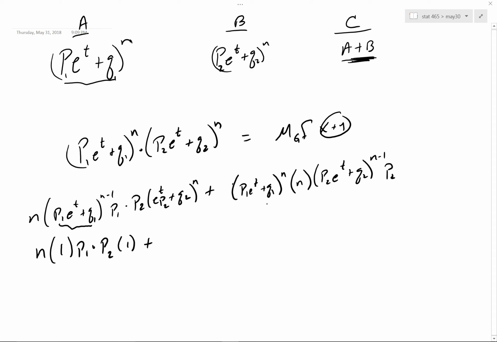Plus, and then this bit right here is going to be what? Well, it's going to be 1 times n times 1. Oh, there's what happened. That P2 is not supposed to be there. That was freaking me out. Whew. There we go. Anyway, so it becomes np1 plus np2. That is p1 plus p2 times n.